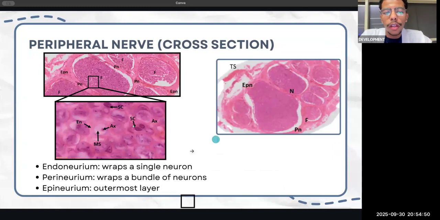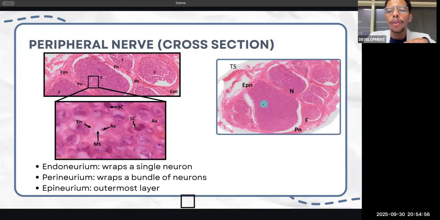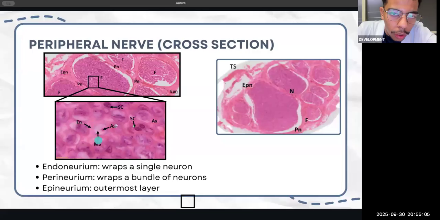Now for the cross section. The cross section is only for you to identify the layers of the thing that wraps the neurons. The first layer is called what? Endoneurium. Now, can you see here? This is one cell. Around it is endoneurium. Endoneurium wraps one neuron. Then perineurium wraps a bundle of neurons.